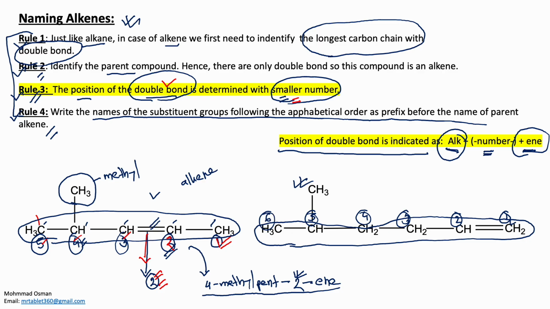Look, if we start numbering from this carbon, then the double bond gets position 1. Or if we started numbering from the other end, this carbon as 1, 2, 3, 4, 5, and 6, then the double bond would get position 5, which is not appropriate. The double bond should be determined with the smaller number, and hence we definitely need to start counting from this carbon as 1.